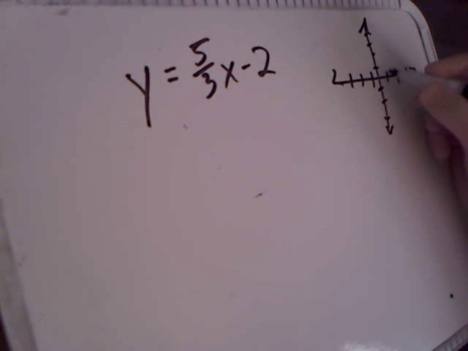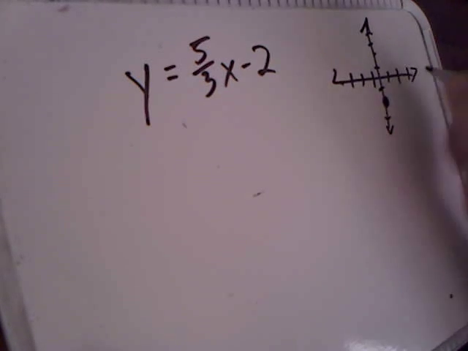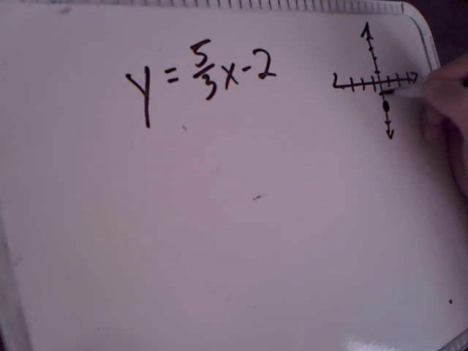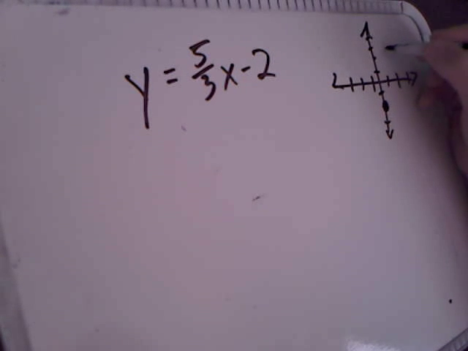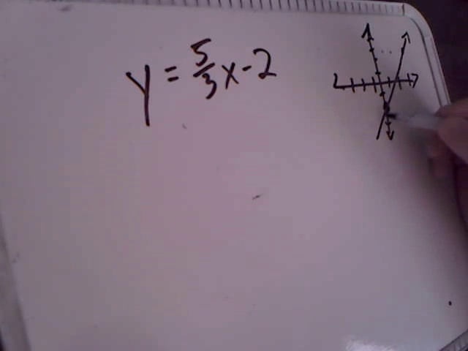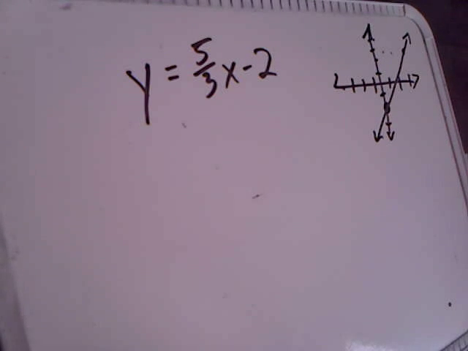Which would mean that on the graph, I'm going to start off at -2 for my y-intercept, and then I'm going to graph with a slope of 5 over 3. 1, 2, 3, 4, 5. 1, 2, 3. Look at that, a line. Isn't that magical? Except, I'm going to change something up a little bit.